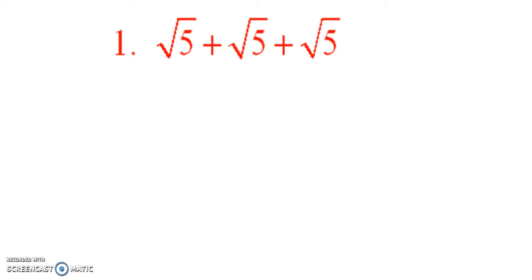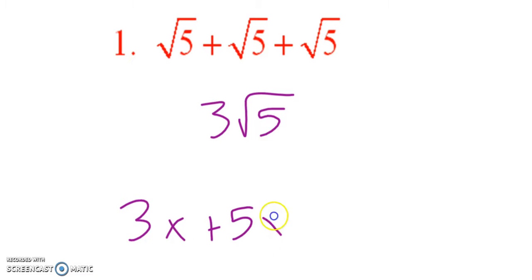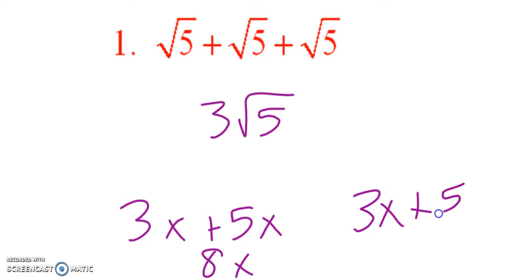So, for example, if we have the square root of 5, the square root of 5, and the square root of 5, and I'm adding them together, that's 1 square root of 5, 1 square root of 5, and 1 square root of 5. That's simply 3 the square root of 5. Square roots kind of act as variables. So, for example, if I had 3x plus 5x, you would make that 8x. But if you had 3x plus 5y, you could not add that together.